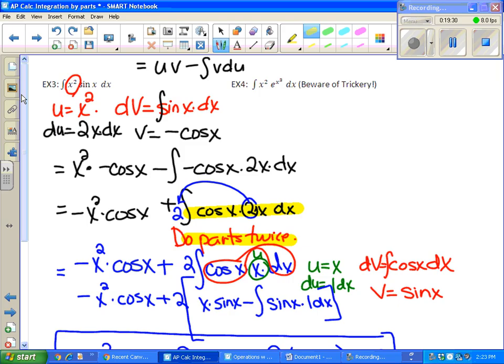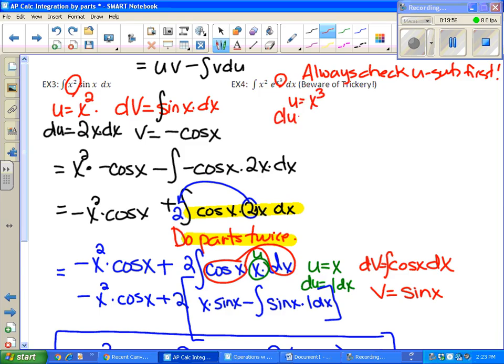It says beware of trickery, because now that you're in this mode of, oh, I'm going to have to do this integration by parts thing, always check u sub first. That's why I threw this one in. Always check for u sub first, because if you can, it's the easiest way. So I'm going to let the exponent be my u, and du would be 3x squared dx. I actually have x squared, so in this case I can do u substitution and not have to do integration by parts.